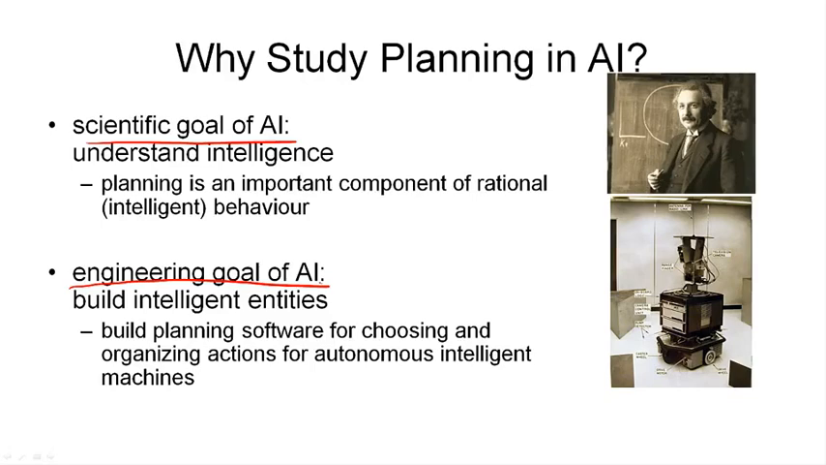So what we do in planning is we build models of how this planning works. And these models are software models, so we can build them into our intelligent entities as components. So planning directly also contributes to the engineering goal of AI. And just as a side remark, the robot you see here is the Shakey robot that was built in the late 60s, and that was one of the first robots that used an actual planner to come up with its actions.